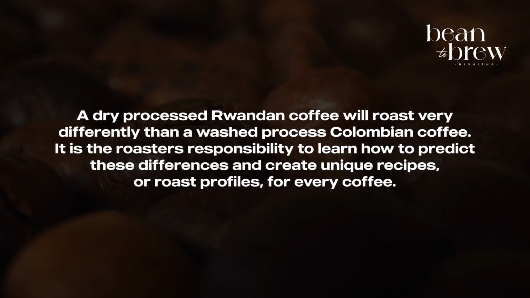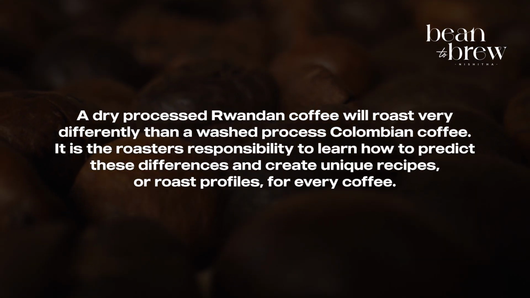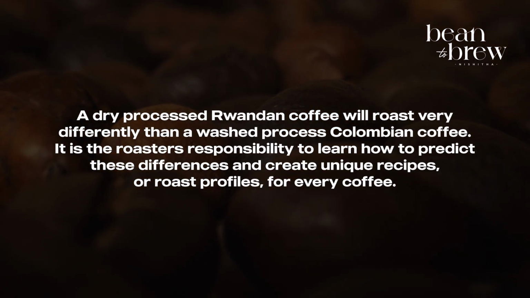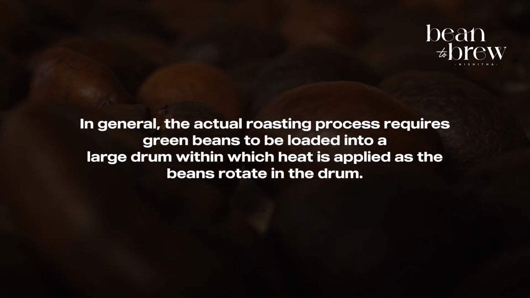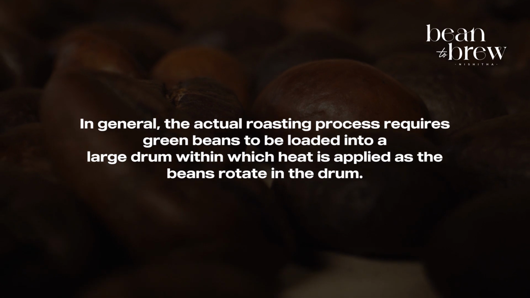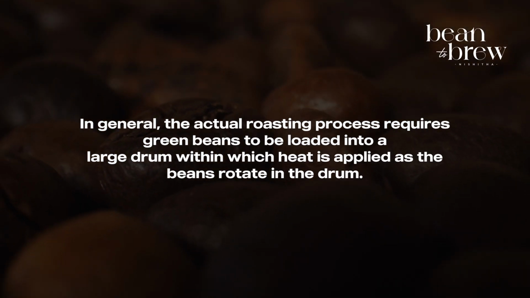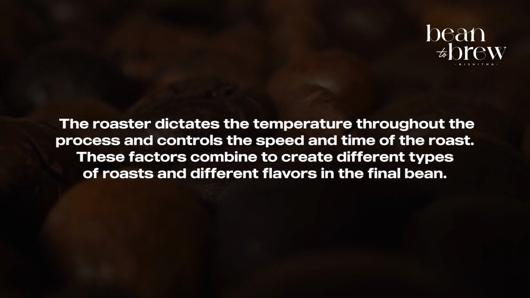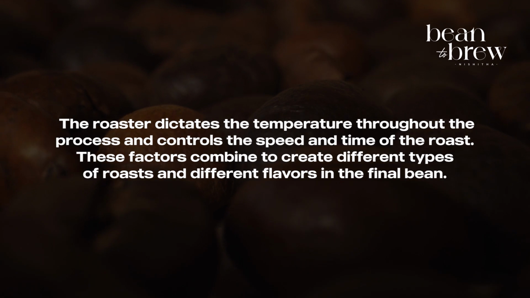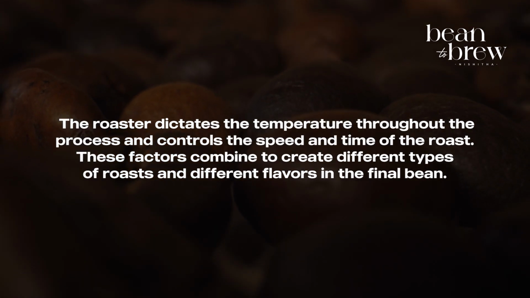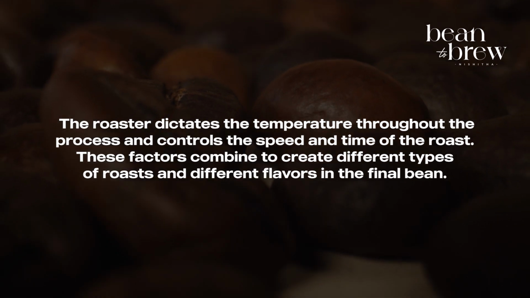It is the roaster's responsibility to learn how to predict these differences and create unique recipes, or roast profiles, for every coffee. In general, the actual roasting process requires green beans to be loaded into a large drum within which heat is applied as the beans rotate in the drum. The roaster dictates the temperature throughout the process and controls the speed and time of the roast. These factors combine to create different types of roasts and different flavors in the final bean.